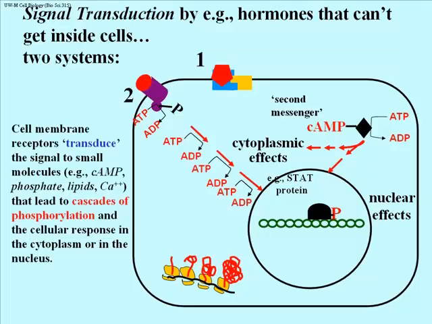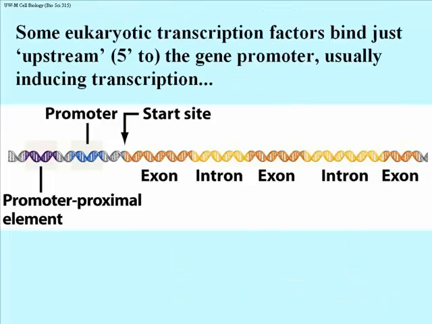So cell membrane receptors transduce an external signal into some small molecule in the cell, like cyclic AMP. General levels of phosphate can be elevated, certain lipids can be elevated, or calcium. All of these are other second messengers, and they all facilitate a phosphorylation cascade that leads ultimately to a final phosphorylation and a final cellular response in the cytoplasm, as we just saw, or in the nucleus. And again, we're focusing on gene regulation, so we're really looking at signal transduction events that lead to gene regulation.